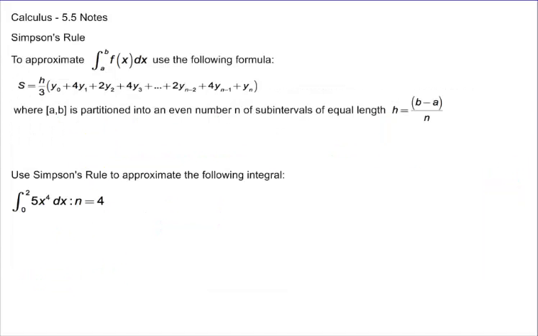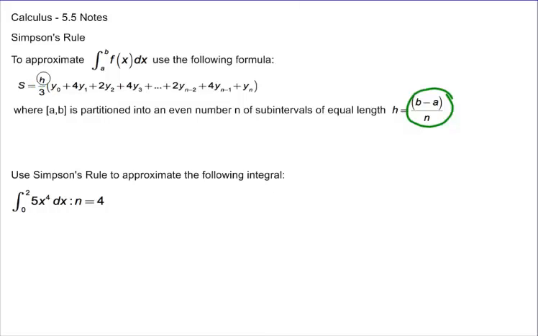Alright, a rule very similar to the trapezoid rule, and they're often mentioned together, is Simpson's Rule. It's a little bit different, but it does a lot of the same stuff. So again, you've got this long process here, but some things don't change. For example, finding h. The h doesn't change. It's going to be stop minus start divided by the number of subintervals that you're going to have. So that's the same.